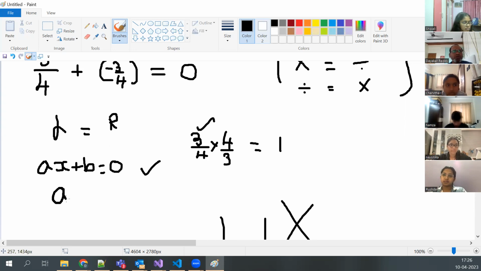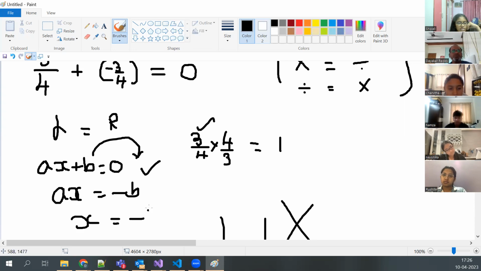Now tell me, how come it will have infinite solutions? How do I get the value of x? For ax plus b equal to 0, b comes to this side and becomes minus b, and x equals how much? Minus b by a. So it will have definitely one value. This linear equation with one variable will have only one unique solution. That is by default.